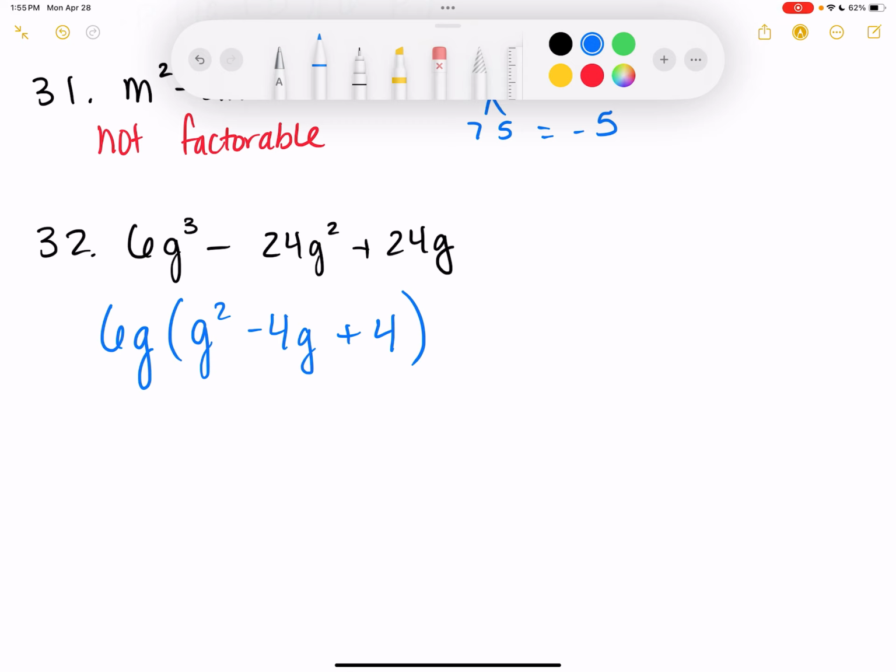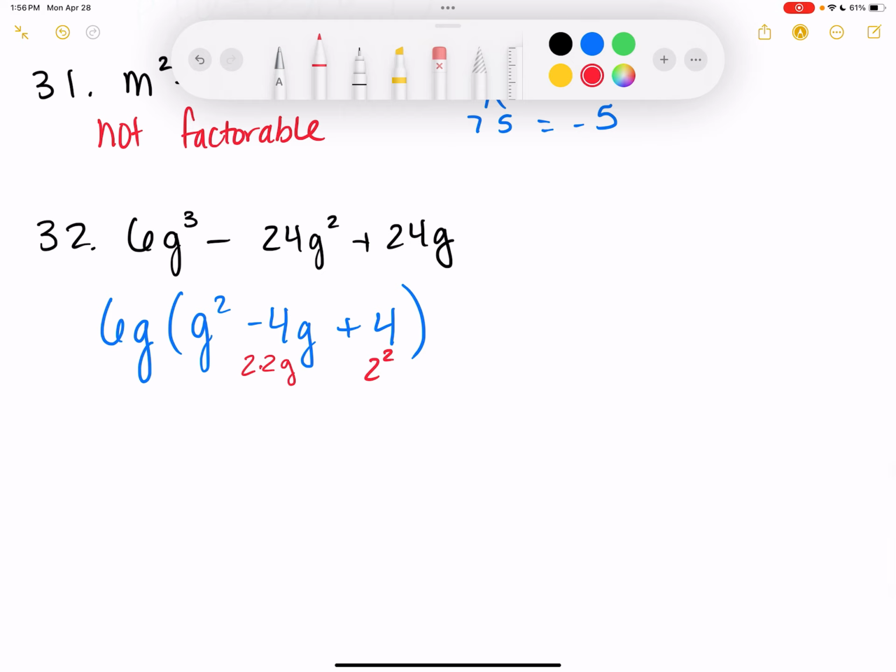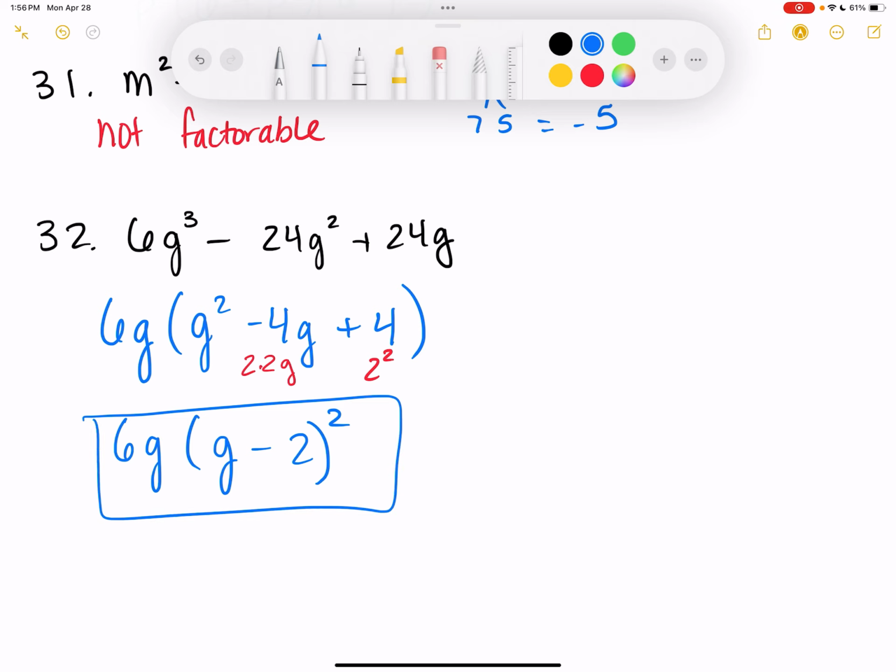So, what is this? It's a perfect square trinomial, because the first term is squared and the last term is something that can be squared. This would be 2 squared. Then the middle term is 2 times the first term times the last term, and we keep the sign of the middle. So, what does this factor into? 6g is in the front, and it's g minus 2, all of that squared. Now it is factored completely.